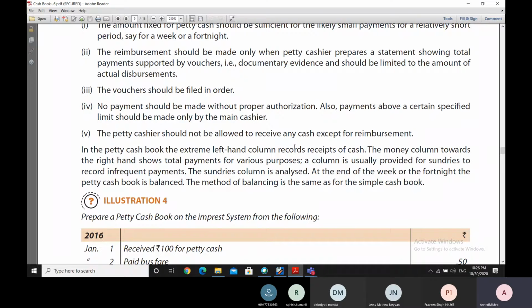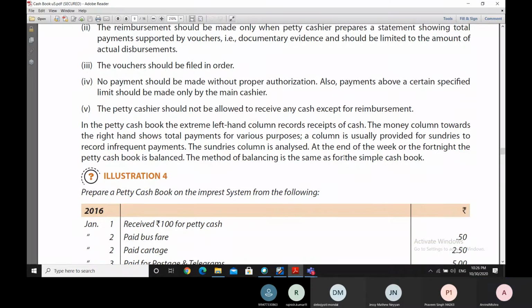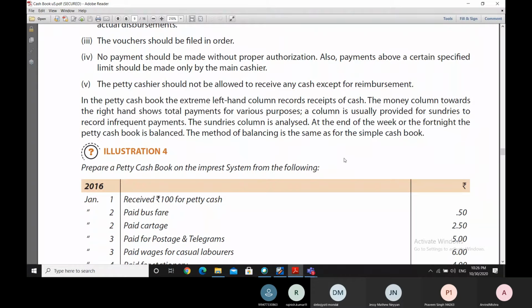In the petty cash book, the extreme left-hand column will record the receipts of cash. The money column towards the right hand will show the total payments for various purposes. So extreme left hand column is the receipts of cash. Money column will be towards the right hand, and it will show the total payments for various purposes.